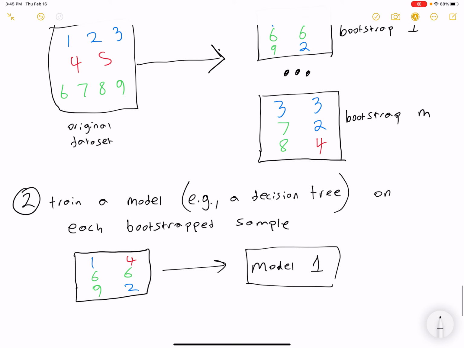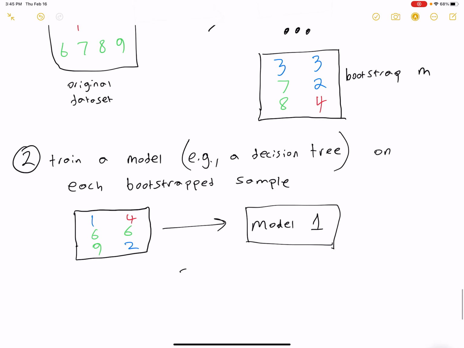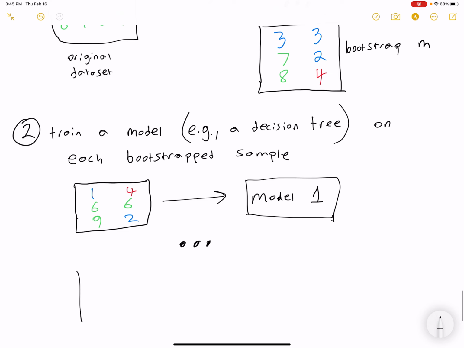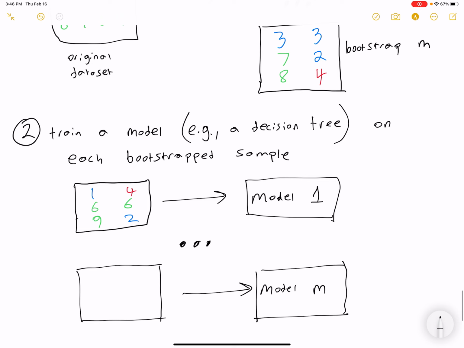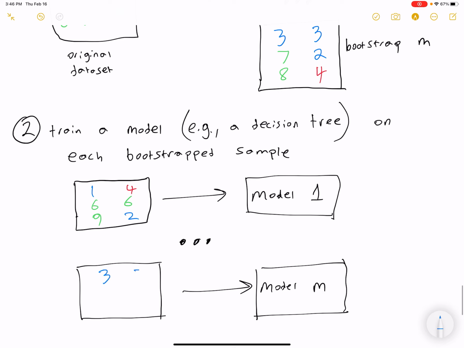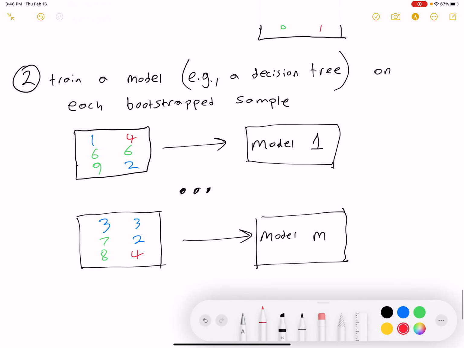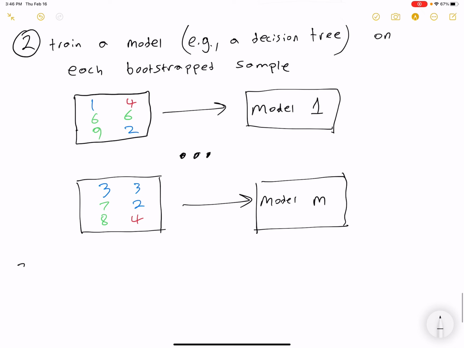See, I really care about this lesson, so I'm drawing it out. And then we'll do that for each of the bootstrapped data sets, and we'll end up with M models, one per bootstrapped data set. On the second, 3, 3, 2, 7, 8, 4. Okay, and then we take the majority vote of each of those models. So step 3, take the majority vote of each of the models.